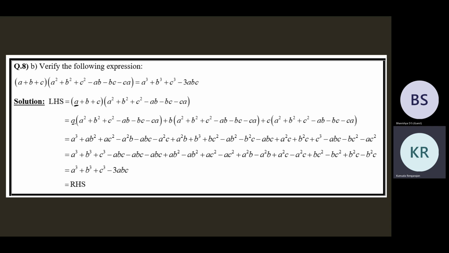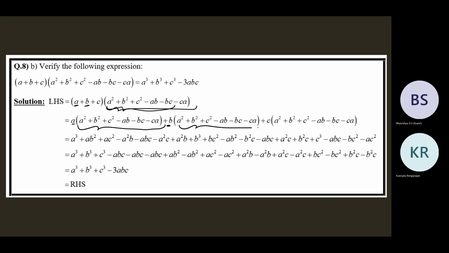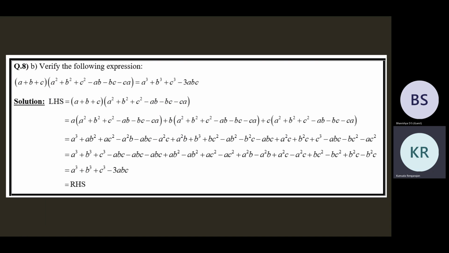You need to multiply all the terms in the first bracket by all the terms in the second bracket. So how do you multiply? The first term a into the second bracket, the second term b into the second bracket, then the third term c into the second bracket. Is that understood, Bhavishya? Yes, ma'am. Then you'll have to multiply a into a square, a into b square, a into c square, a into ab, then all this like this. Do the same thing here and here. So you get so many terms. And then you'll have to simplify the like terms. Some of them may get cancelled.